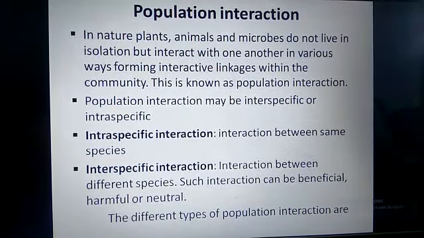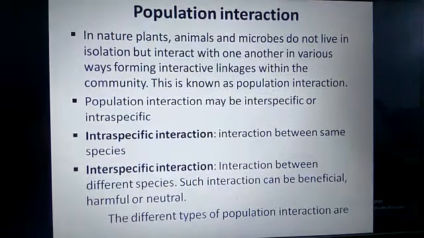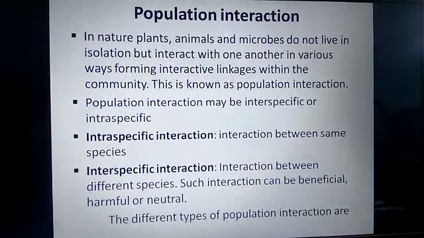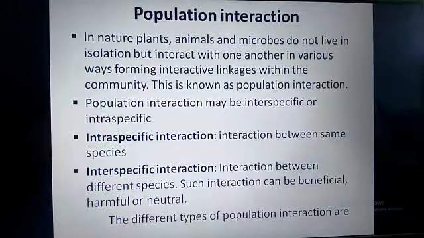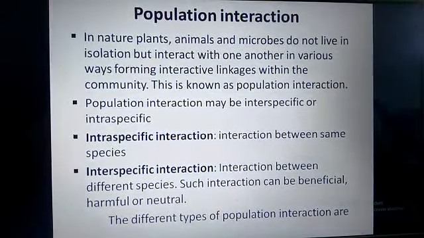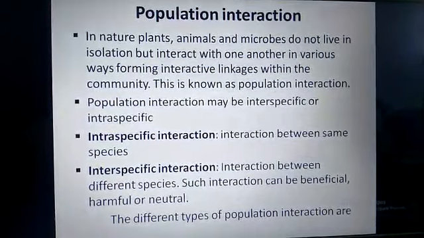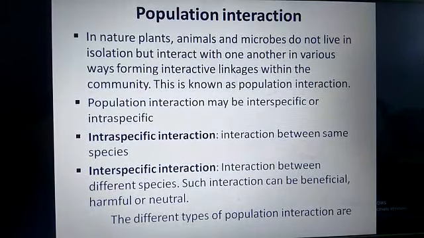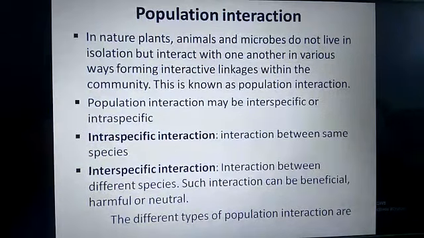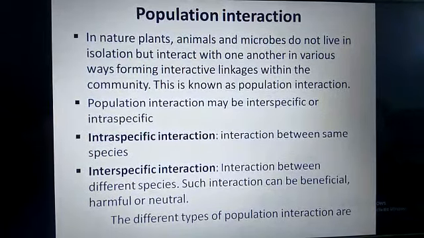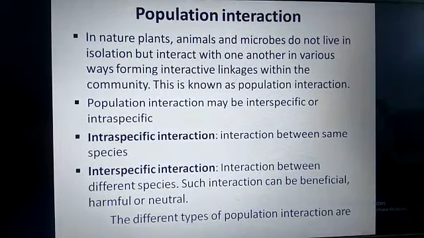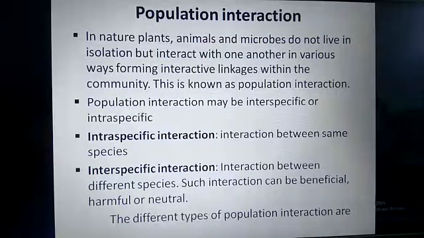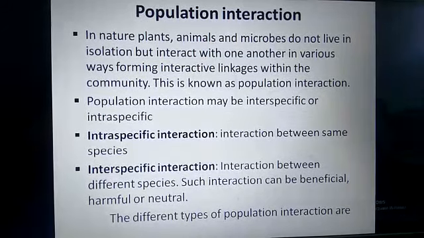Intraspecific interaction is the interaction between the same species. An interaction between two lions will be an example of intraspecific interaction. An interspecific interaction is the interaction between different species. Interaction between tiger and lion will be an example of interspecific interaction. So interspecific interaction can be beneficial, it can be harmful, or it can be neutral.